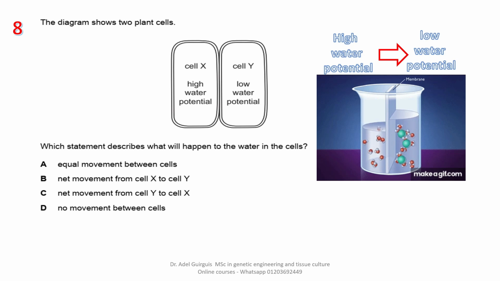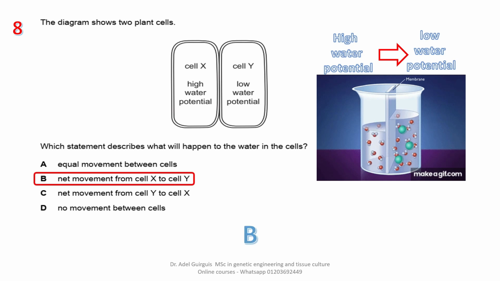So according to this principle, the net movement of water is from cell X to Y. So the answer is B. Okay.